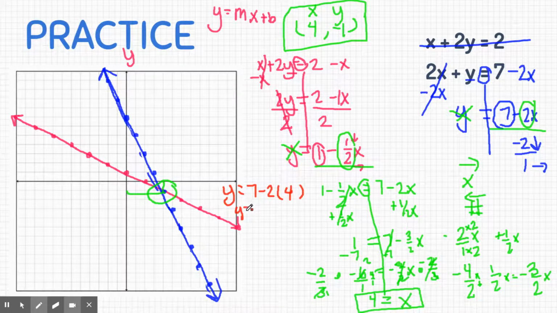Okay. 2 times 4 is 8, so 7 minus 8 is equal to y. 7 minus 8, well, if I have $7, but I owe you 8, I still owe you 1 at the end of the day. So now it's negative 1. So now you've got our x and our y, and if you checked, it matches our point. So we know that our substitution was done correctly.